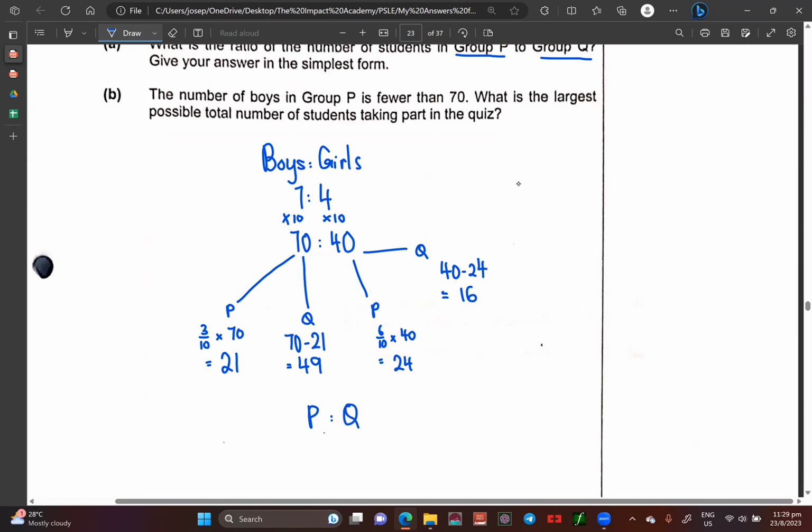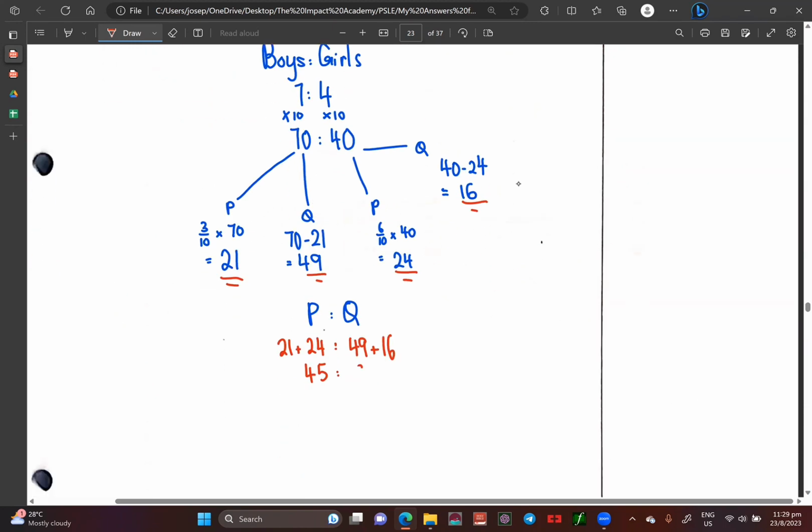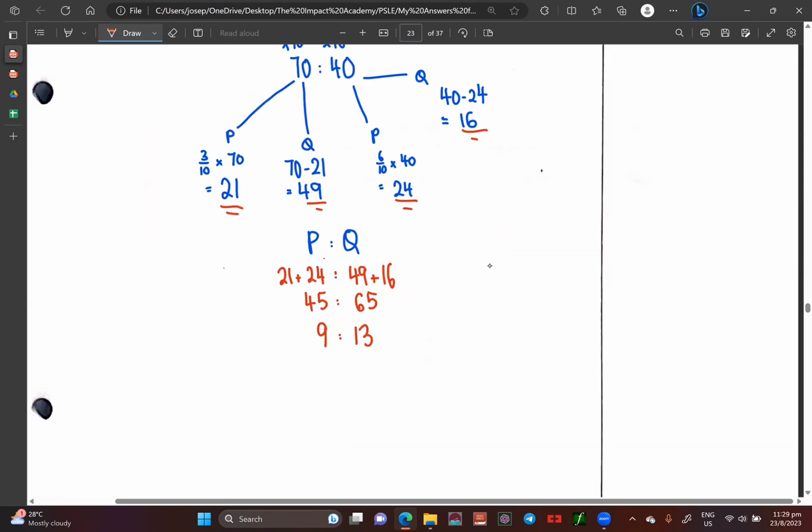We just have to fix our eyes on P, which is this one over here. So we simply do 21 plus 24 is to Q, which is this one over here, 49 plus 16. When I do 21 plus 24, we get 45. 49 plus 16, we get 65. Of course, you want to reduce them to simplest form, so you get 9 is to 13. Therefore, for A itself, your answer has to be this. So you double line it, make it obvious.